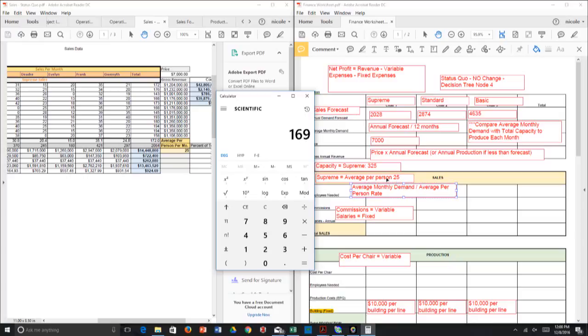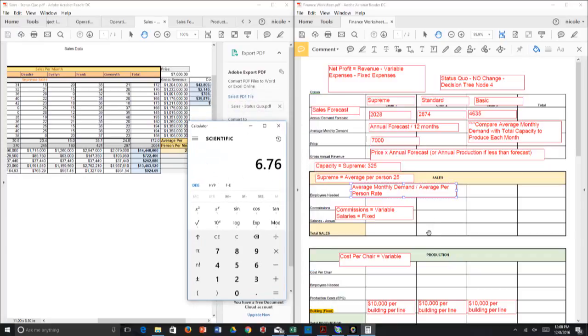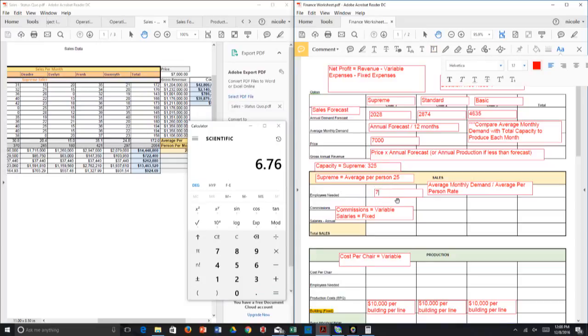So an average person can sell 25 chairs per month. We have 169 chairs per month that we expect to sell. So we're going to need 6.76 people. But because we can't have 6.76 people, we have to round that up to 7. So for Supreme, we're going to put in 7.